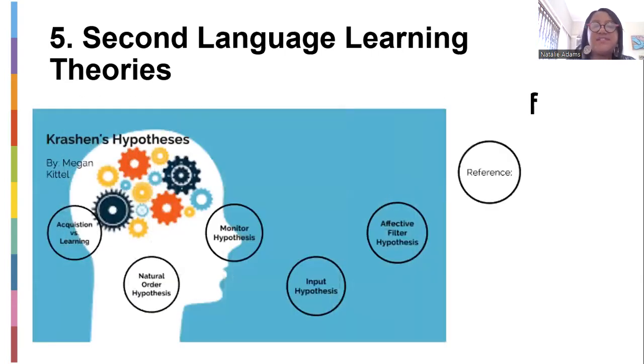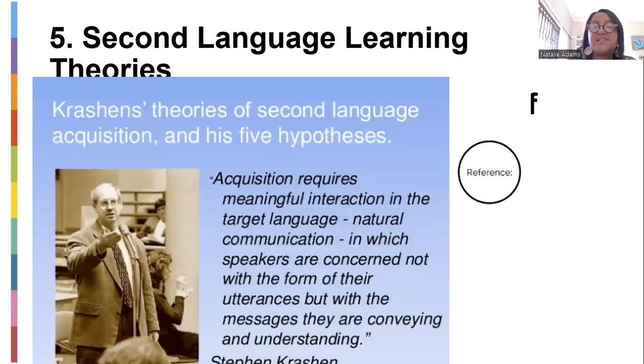This is Krashen's theory, and he says this is how we acquire a second language. He says there would be acquisition versus learning. There will be a natural order hypothesis, a monitor hypothesis, an input hypothesis, and the affective filter hypothesis. We're going to discuss that a little bit more in detail. These theories are extremely interesting, especially second language acquisition theories, and we're going to discuss this now.